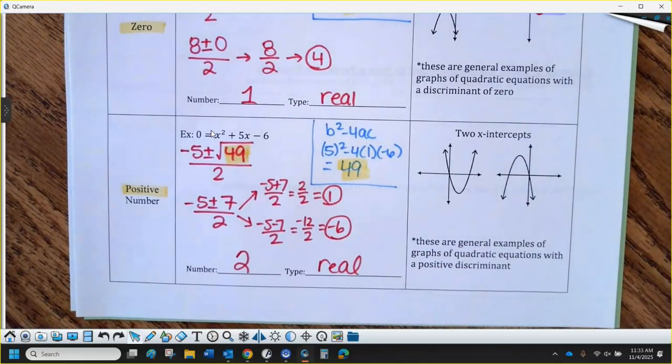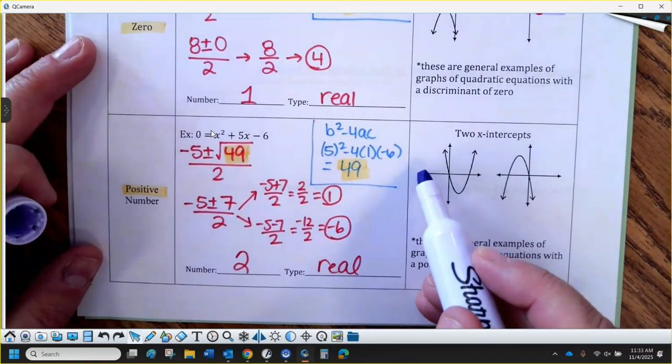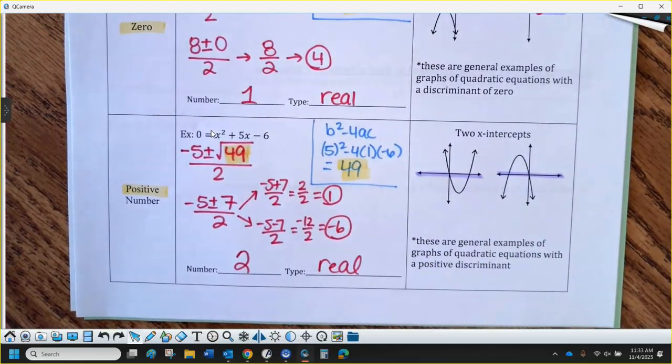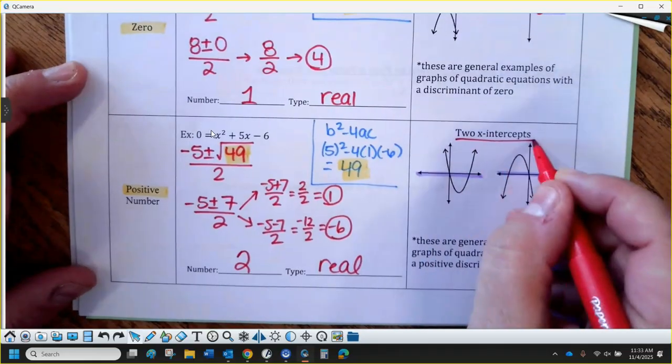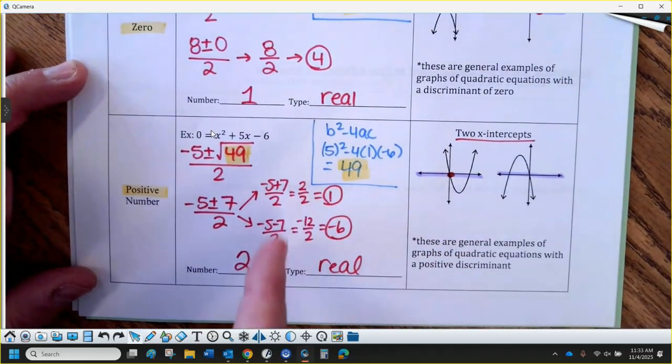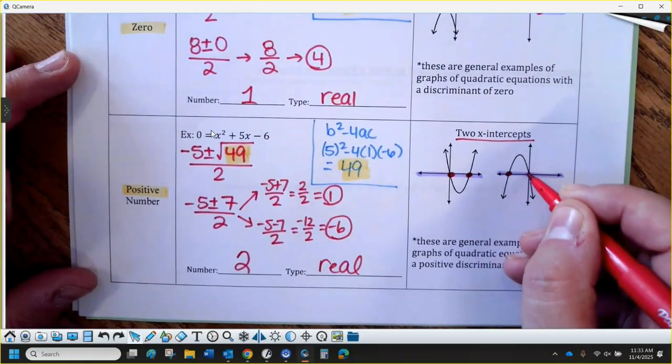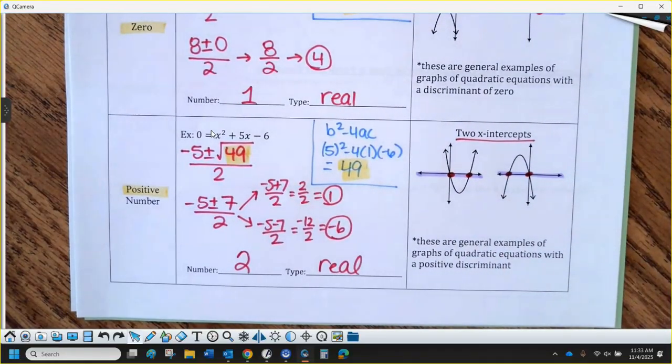If you were to see a graph of this, and again, these two graphs do not represent that equation that's written there, but if you have a positive discriminant, your parabola, if you graphed it, would cross the x-axis in 2 different places. This one that we did as an example would cross at 1 and negative 6. These are just a couple visuals. One's going right side up, one's going upside down. But if you have 2 real answers, you'd have 2 places the graph would cross the x-axis.